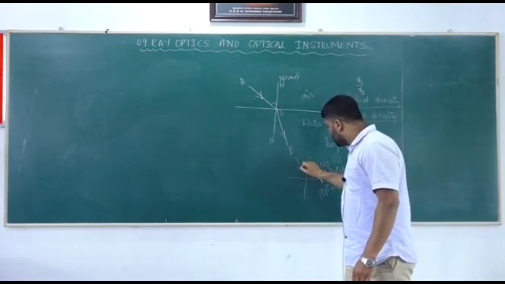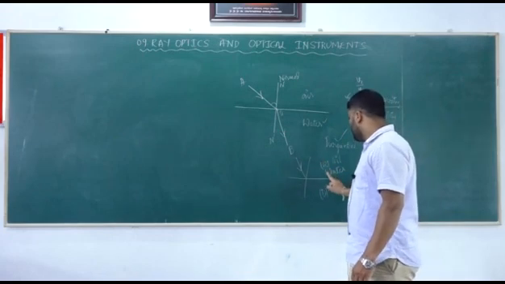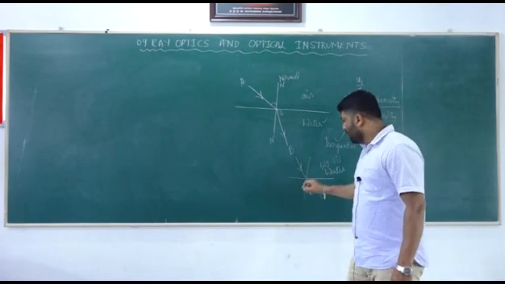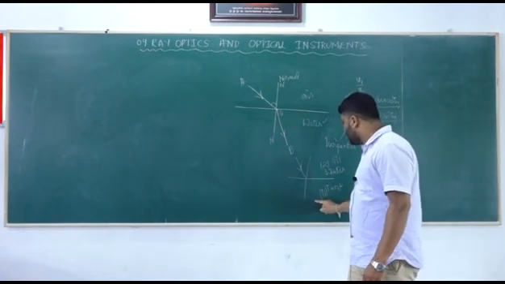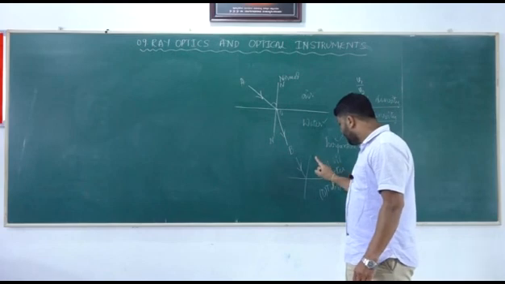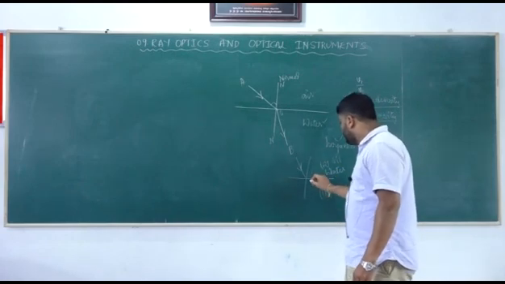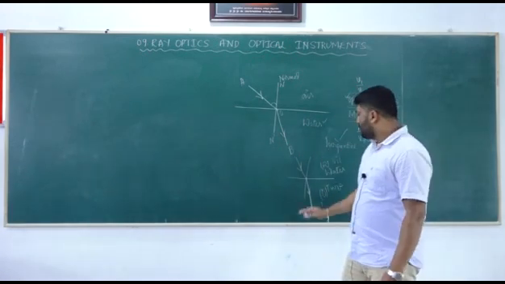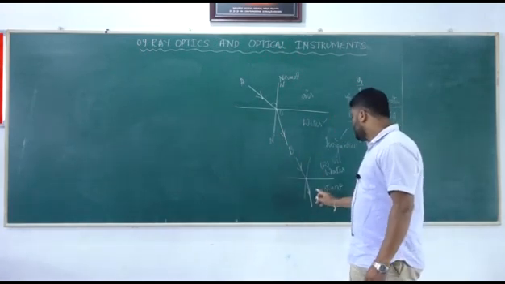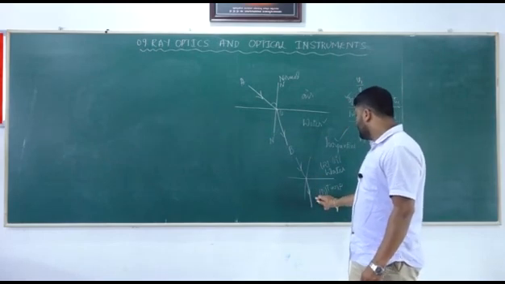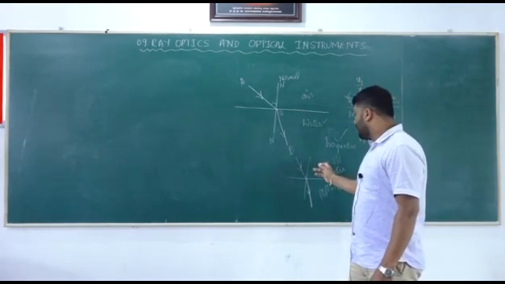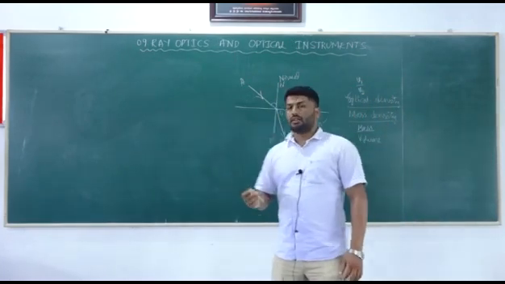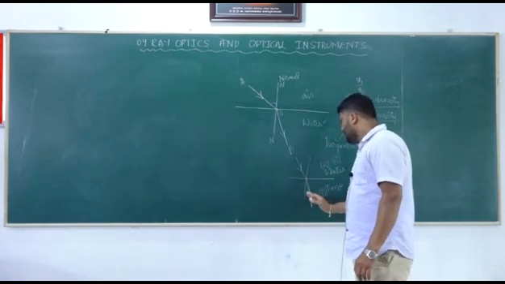Here, water is the rarer medium and turpentine is the denser medium. When light travels from a rarer to a denser medium, it bends towards the normal, because the speed of light is lesser in the denser medium than in the rarer medium. That's why the speed of light varies, and that's why it bends towards the normal.